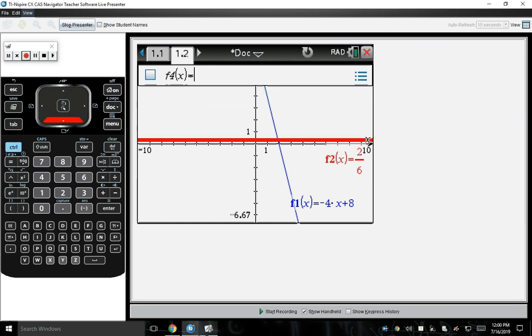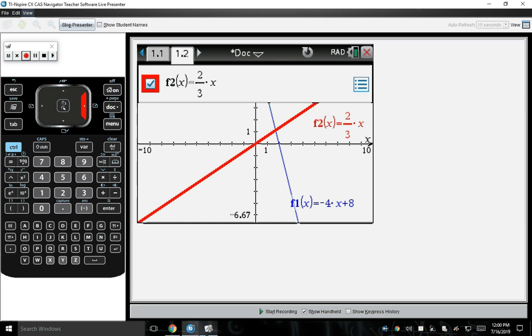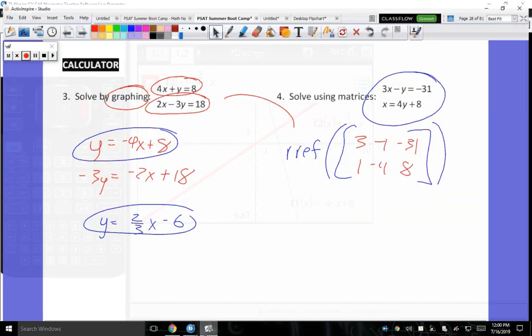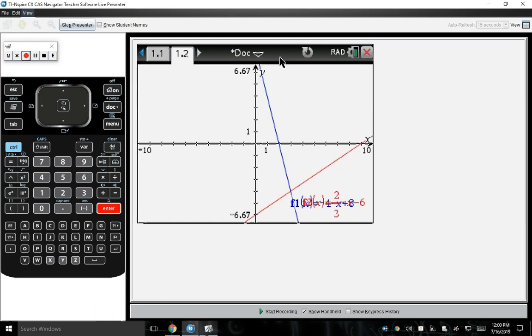Oops, not 2/6. So 2/3. You can put x here. And it was 2/3 x minus 6. Okay, so minus 6. Now there's our answer right there. Our answer is where that intersection lies.